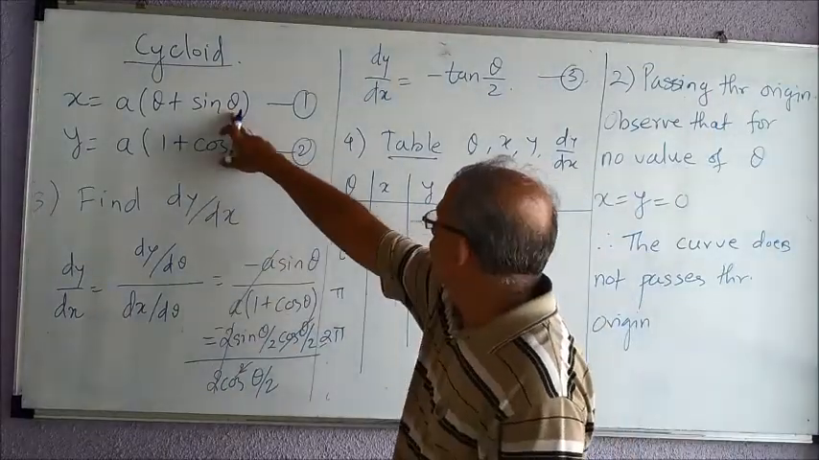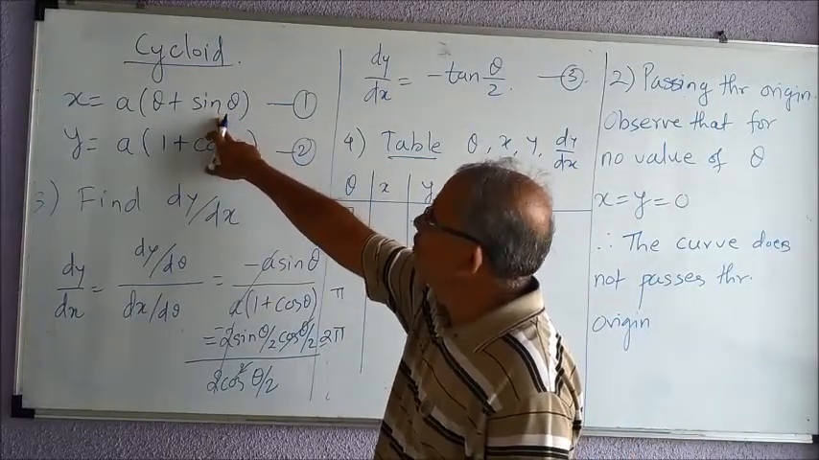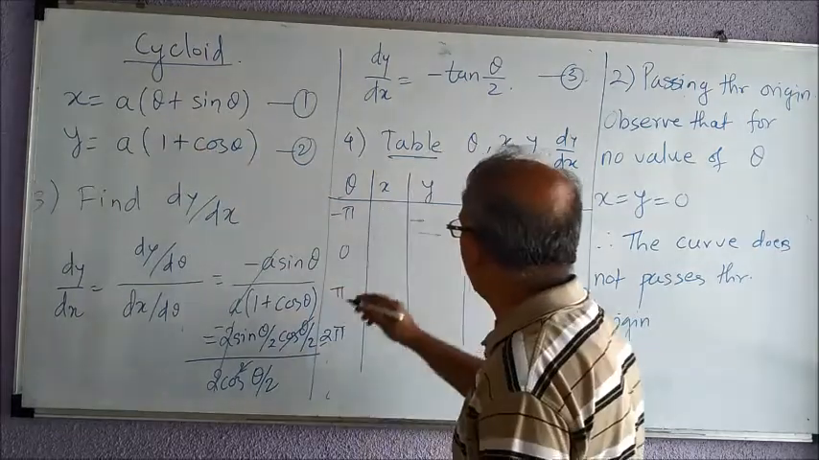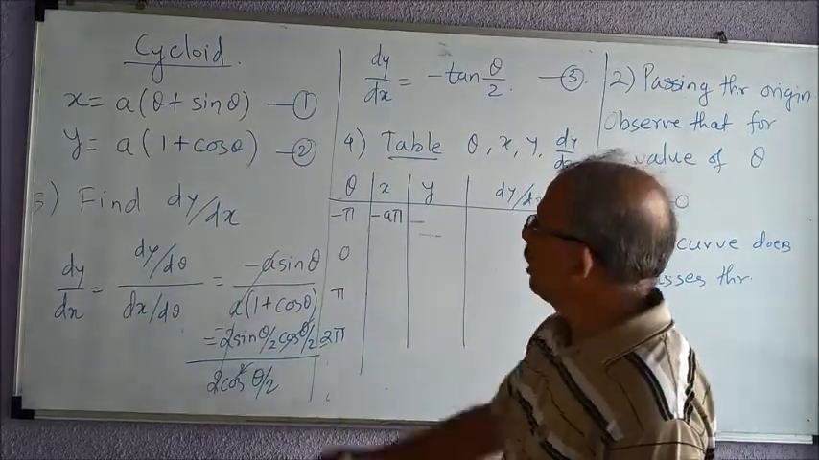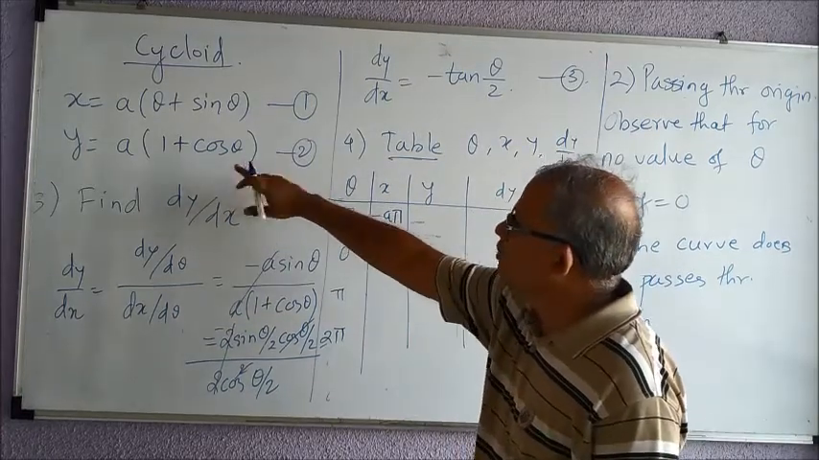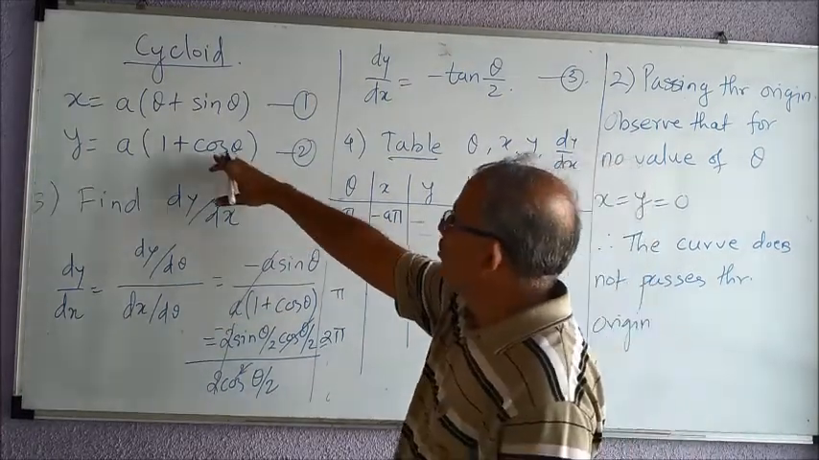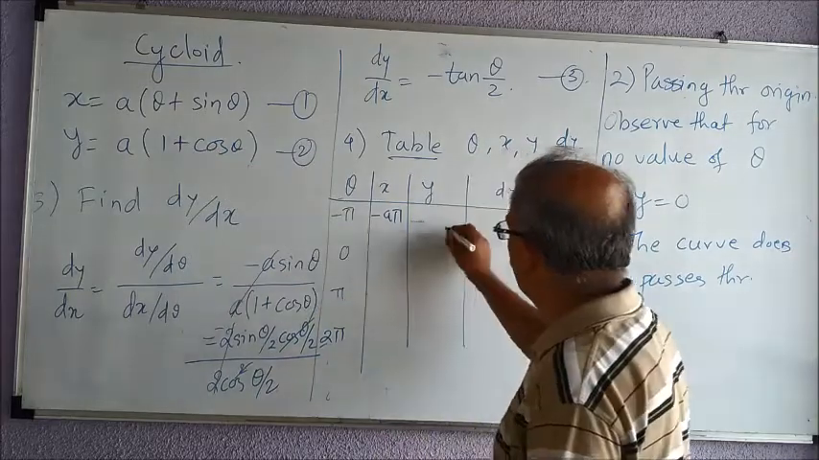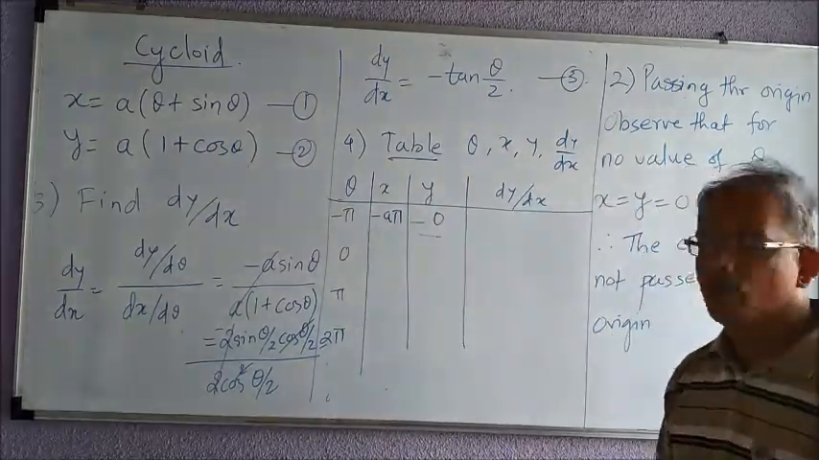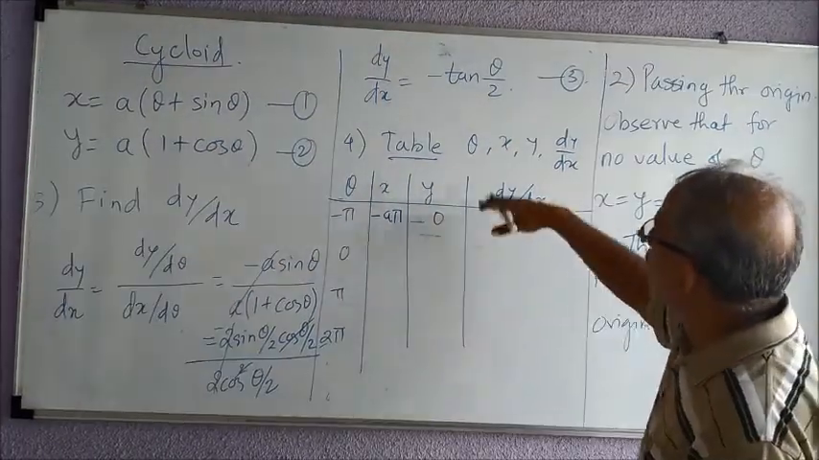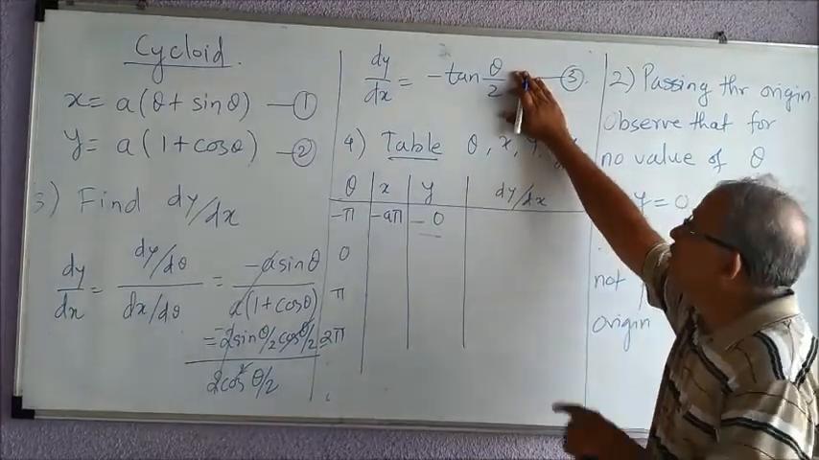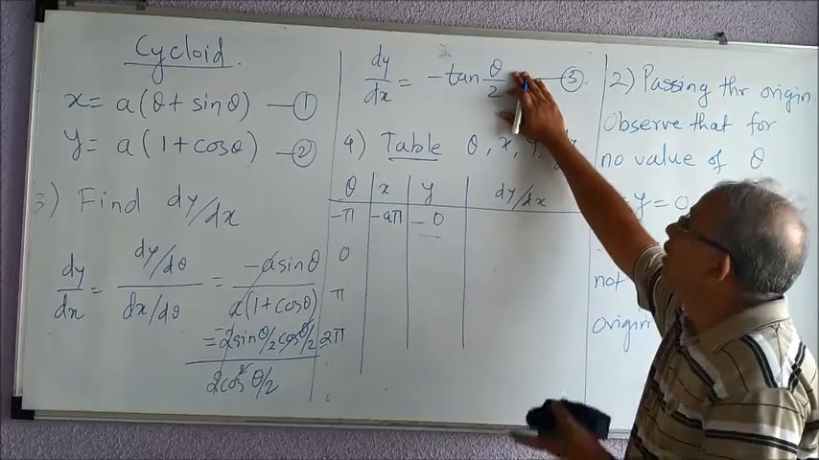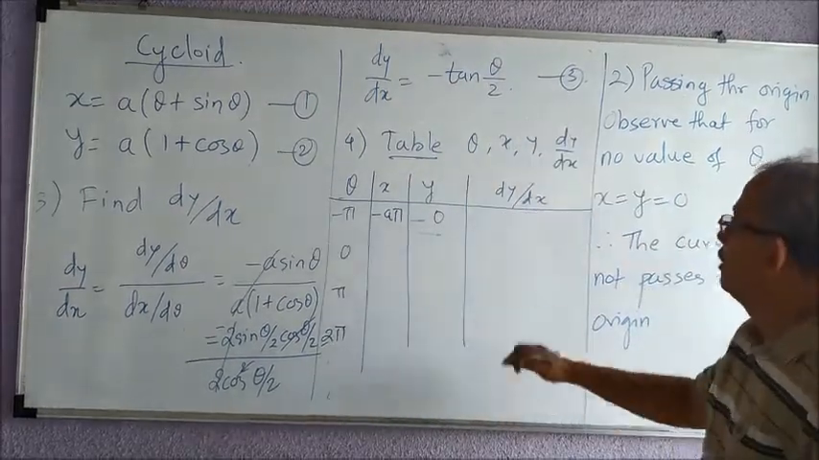Suppose I put theta equal to minus pi here. This will be 0. This will be minus a pi. And y will be here cos of minus pi, same as cos pi. So it will be minus 1 plus 1, 0. So y is 0. Then dy by dx, if I put minus pi here, it will be minus tan of pi by 2. The negative sign is outside, and tan of pi by 2 is infinity. So this is infinity.